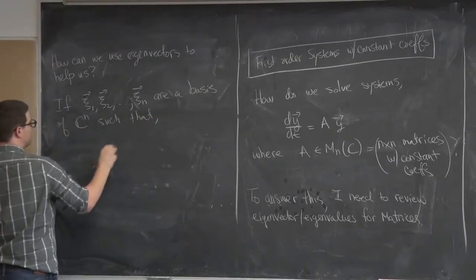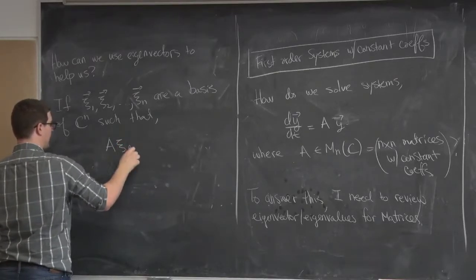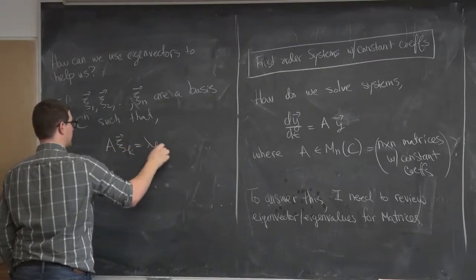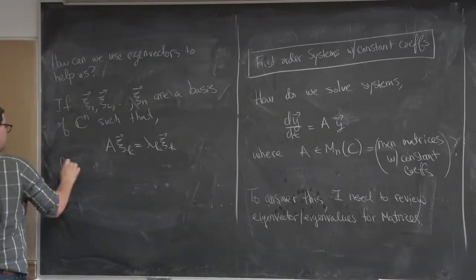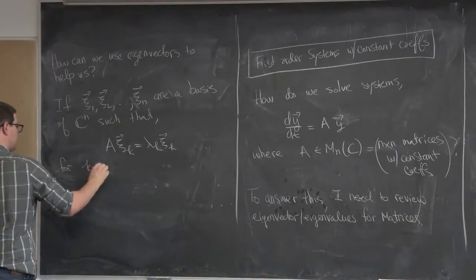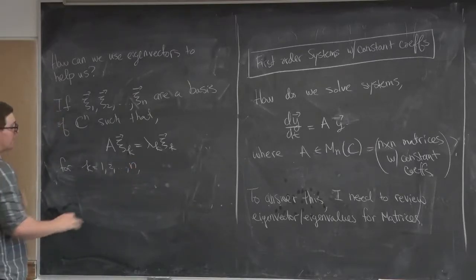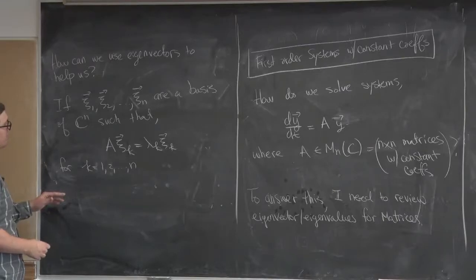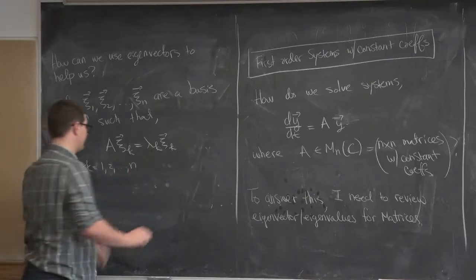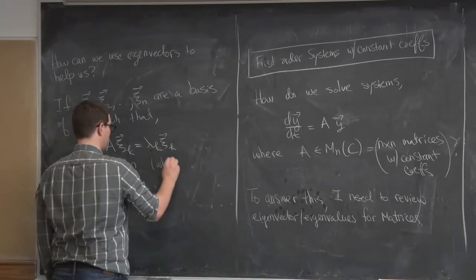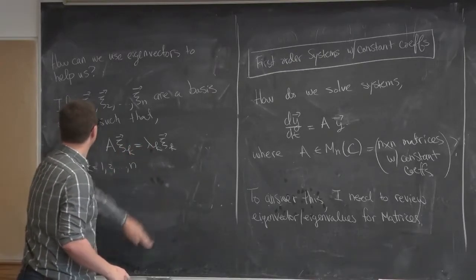such that A c_k is lambda_k c_k for k equal to 1, 2, up to n. So to make this a basis, note that this lambda is not going to be 0. Well, I guess it could be 0 if it's a basis. So I guess we could still suppose that this is 0.